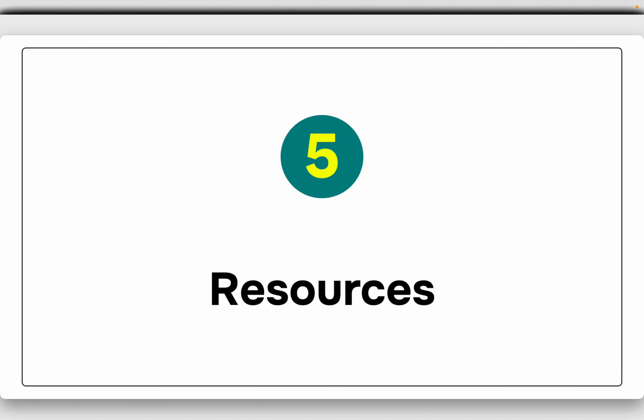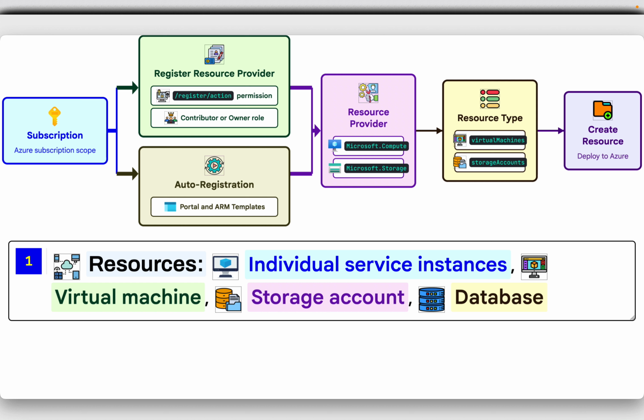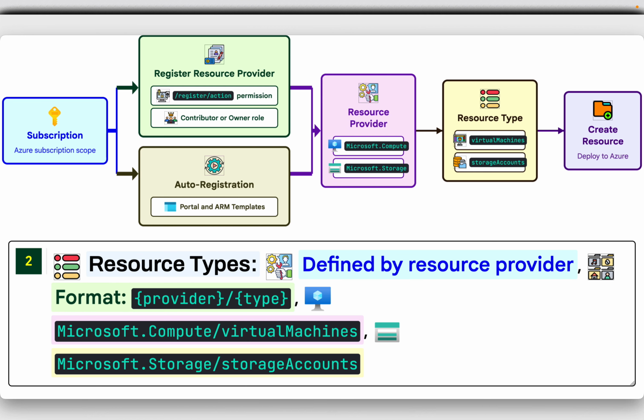Fifth topic, resources. Resources are individual service instances in Azure. Examples include a virtual machine, a storage account, and a database. Every resource has a type defined by its resource provider. The format is provider/type. For example, Microsoft.Compute/virtualMachines for VMs and Microsoft.Storage/storageAccounts for storage.